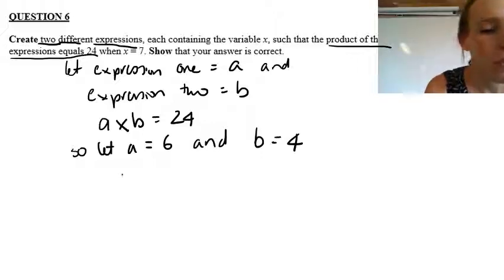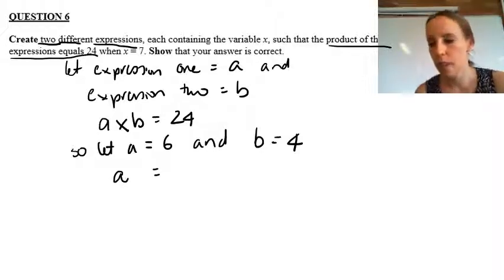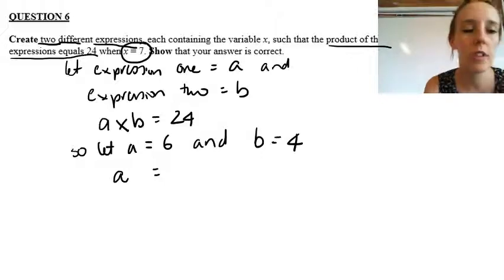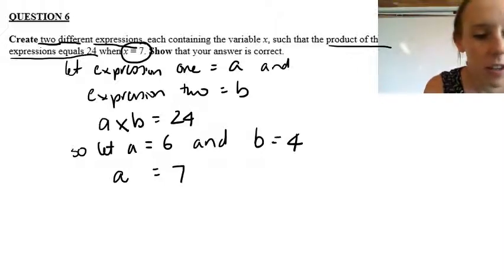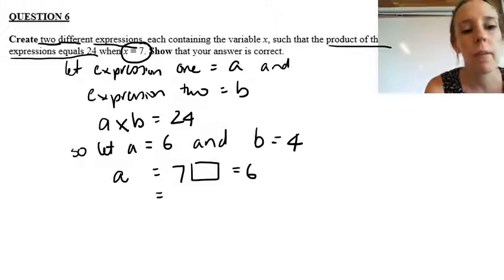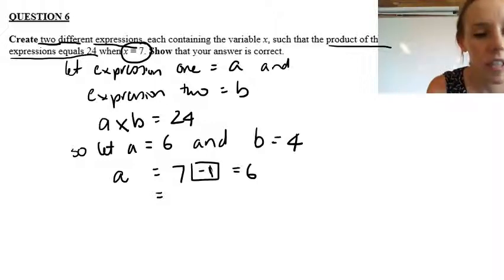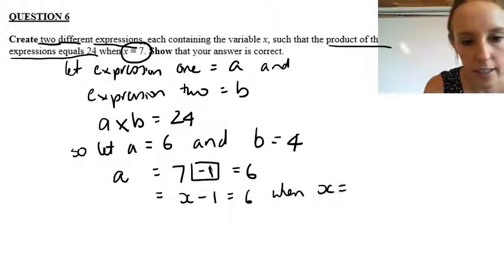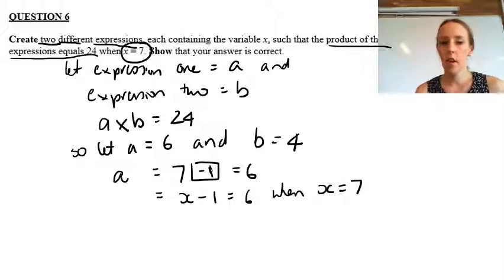So for A, I have to get an expression that's going to equal, what is it going to equal? 6. Okay, so I'm just going to think of any numbers that have got to equal 6, but the only catch is I have to involve x equals 7. So 7 and then whatever I want to add to it, and it has to equal 6. So straight away my brain thinks take 1. So 7 take 1 equals 6, x take 1 equals 6 when x equals 7. That kind of makes sense, hopefully.